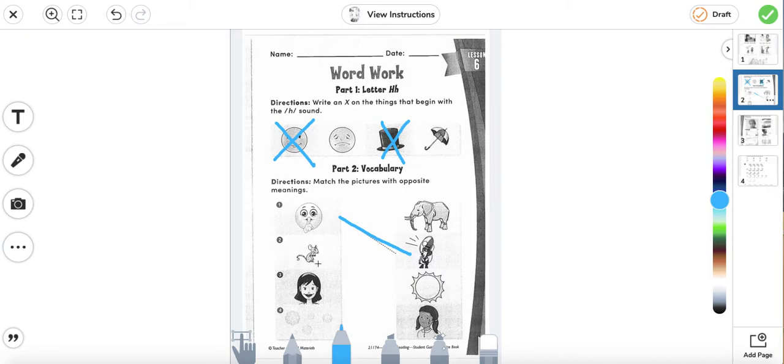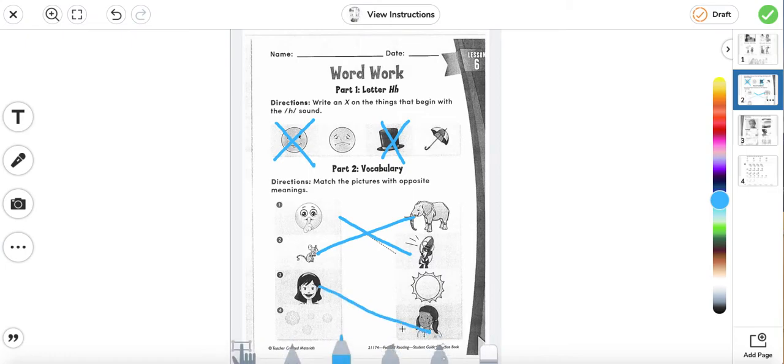Let's look at number 2. What do you see? It's a little mouse. He's so small. What is the opposite of small? Big. Do you see a picture of something that is big? The elephant. Go ahead and draw a line. Number 3, we see a picture of a girl and she is happy. What is the opposite of happy? Sad. Do you see a picture of a girl who is sad? Yes. Go ahead and match it.